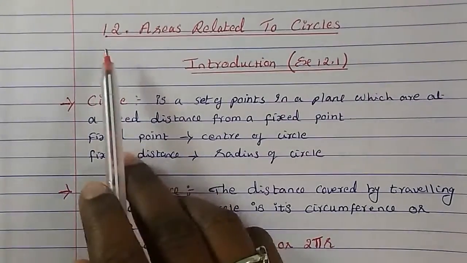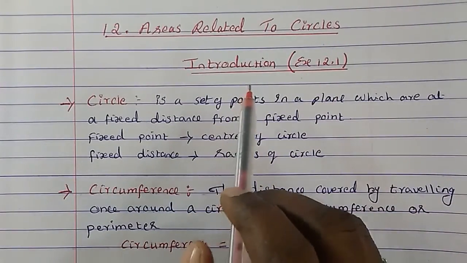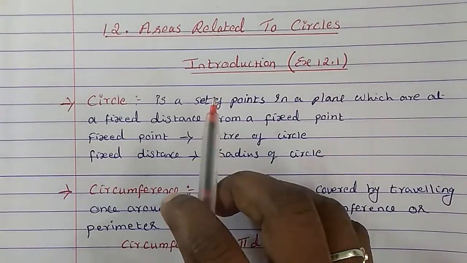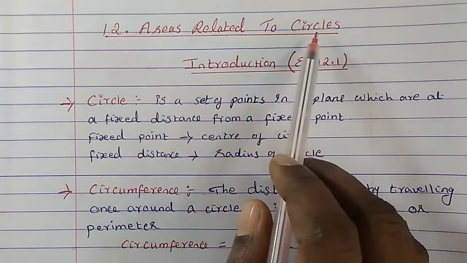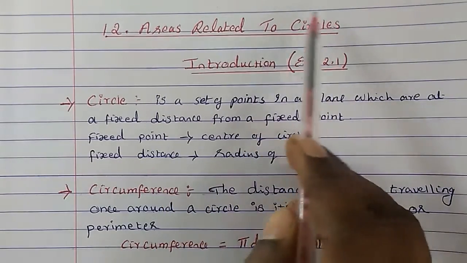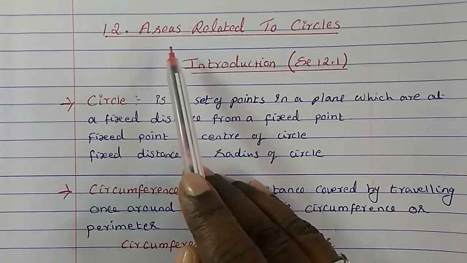Today we are going to study chapter 12, areas related to circles. So let's see the introduction part for exercise 12.1. First of all, we have to understand what a circle is, because we are going to study the area related to circles. So we'll first understand what a circle is, then we'll understand what area is.